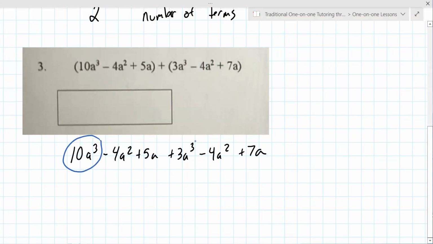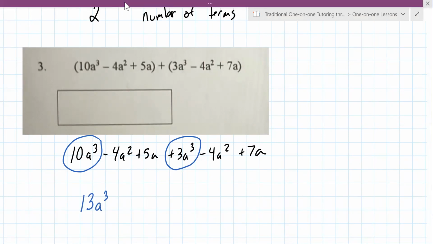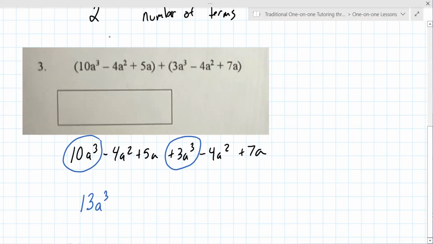a cubed, anything with an a cubed is considered a term. And you'll notice on the right here, I circled the addition symbol. The operator always goes with the term, like it always goes to the right. That plus goes to the right. We'll see that the negatives go to the right. So that's 10 and 3, that's 13, a to the power of 3. Is that okay? Is that clear?